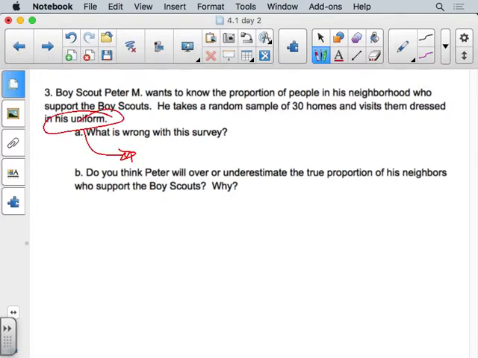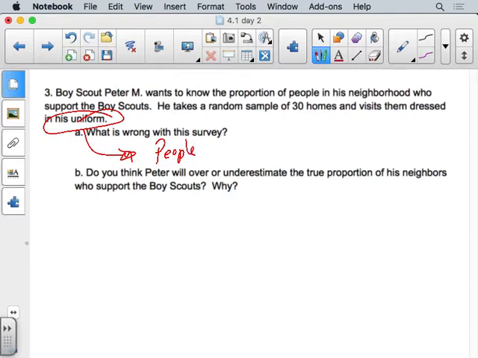What's wrong with this survey is that he's in his uniform. He's kind of eliciting a response. And so they're probably lying. It could even be a little kid dressed in his uniform asking, do you like the Boy Scouts? Is that your favorite thing? It's the best. And they're like, yeah, sweetie, I love it. And then he gets 100%. So what's wrong with the survey? He's in his uniform.